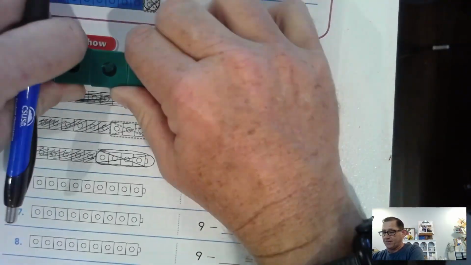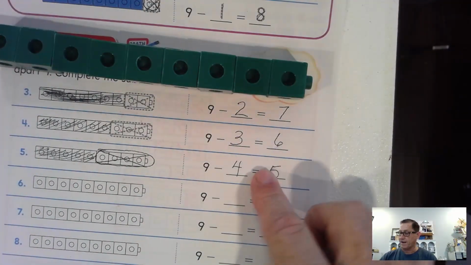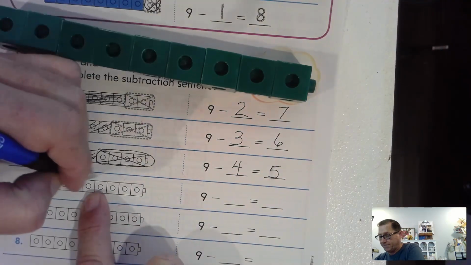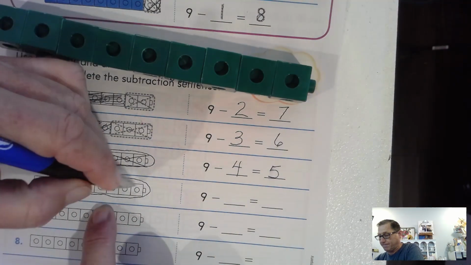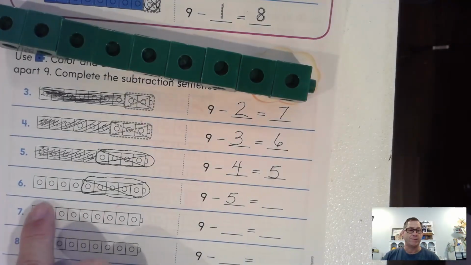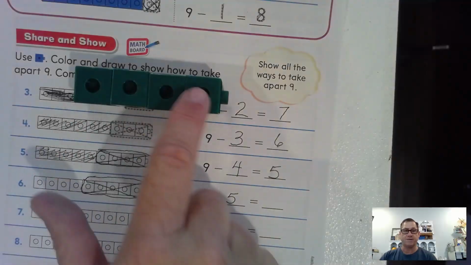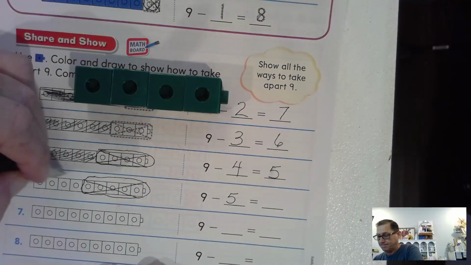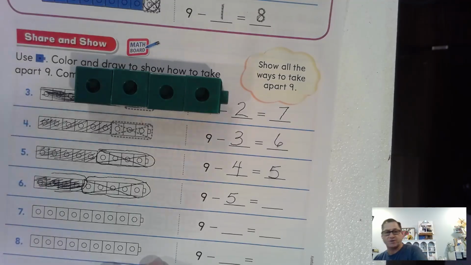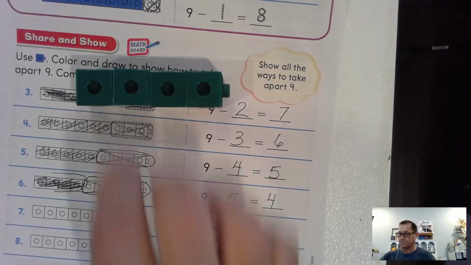Okay, let's put it back together. We had 9. Okay, so now we would take away 5. 1, 2, 3, 4, 5. Cross them out. And how many would we be left with? We'd be left with 4. Almost took them away. Sorry about that. Okay. So 9 minus 5, 4.